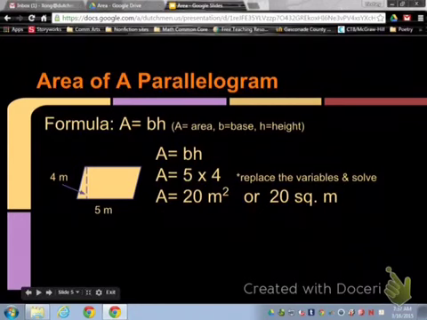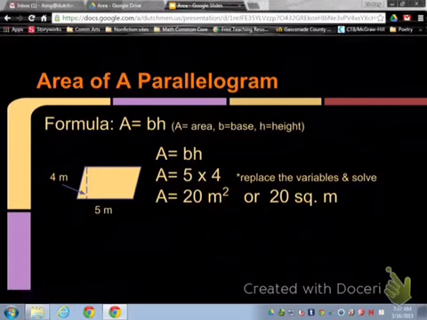Next one is area of a parallelogram. The formula for this is area equals base times height. So, once again, if we look, our base is at the bottom, it is 5. Our height is over here, which is 4, and it goes top to bottom using that dotted line to show us. So just like with the other previous ones, you start with your formula and you replace your variables. So we replace the base with 5 and the height with 4, and then we multiply. 5 times 4 gives us 20 meters squared, or 20 square meters.